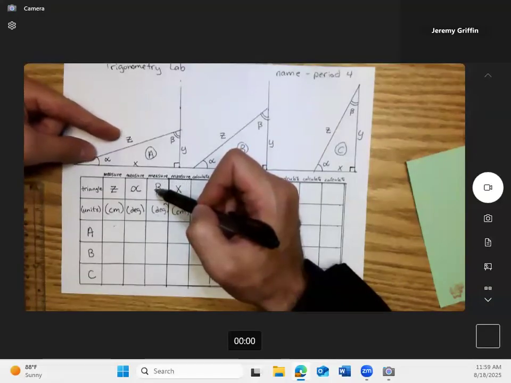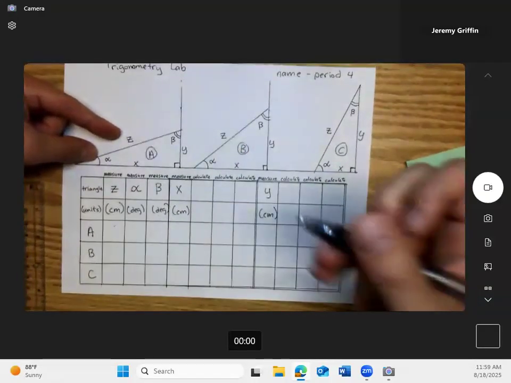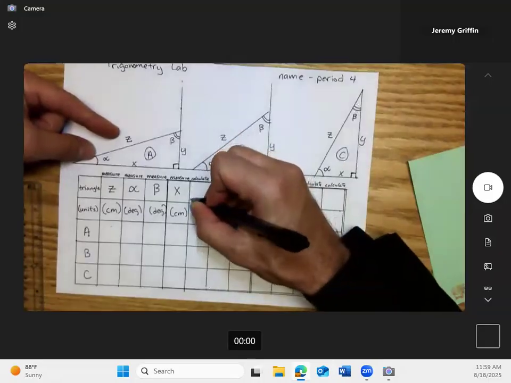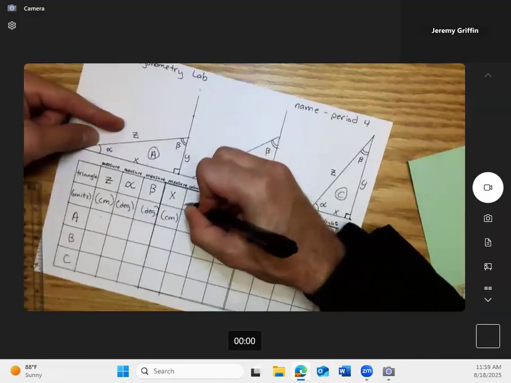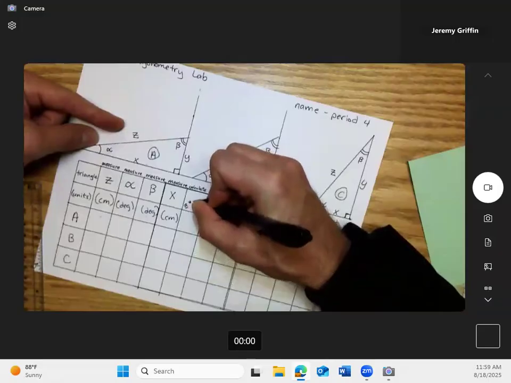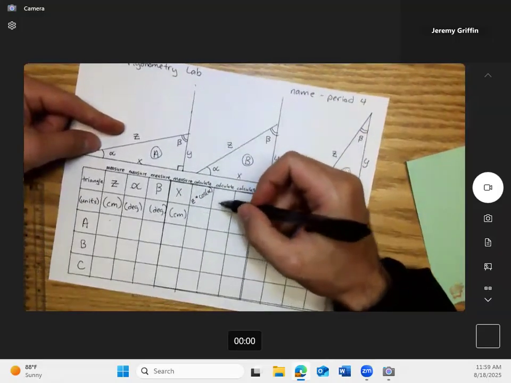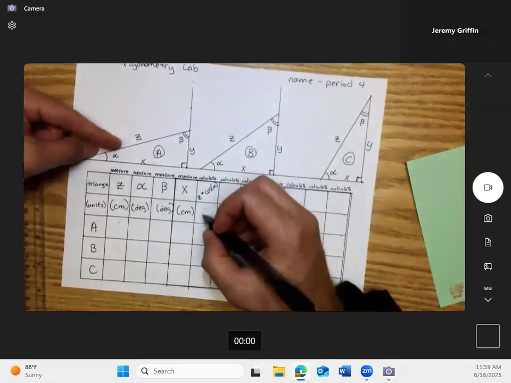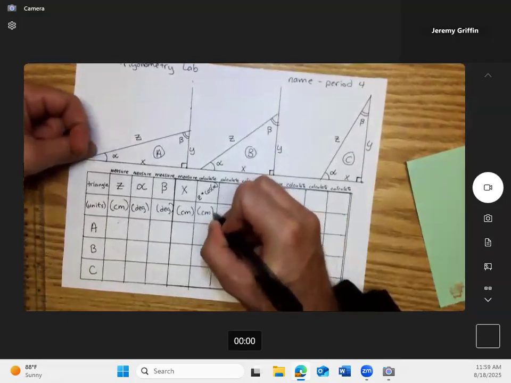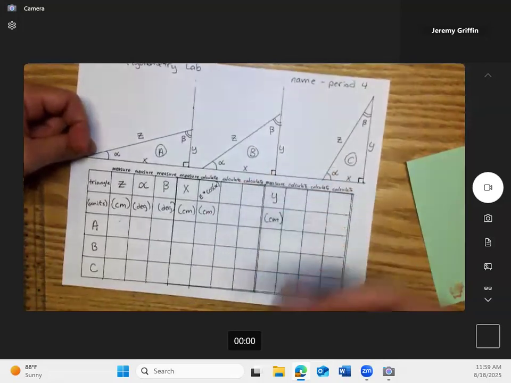Is it cosine of alpha times Z? Oh, yeah. So I'm going to write that in a diagonal here. Z times cosine of alpha. Okay. I should also tell you side X, and that would be in centimeters, wouldn't it? Because Z is in centimeters, and cosine alpha, that's just a ratio.